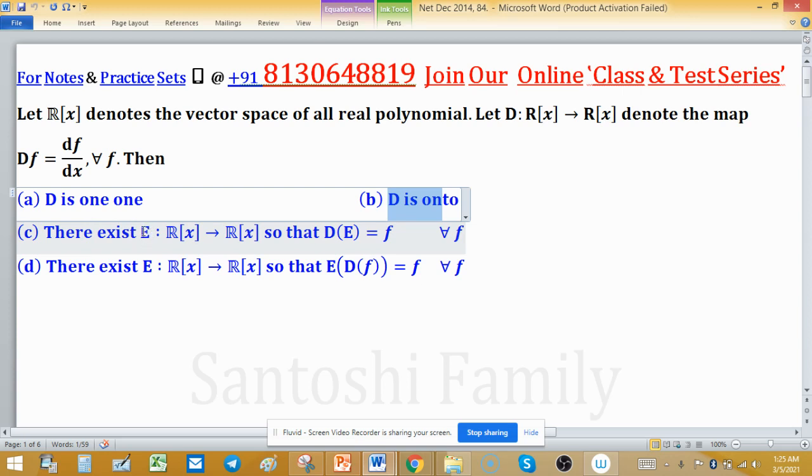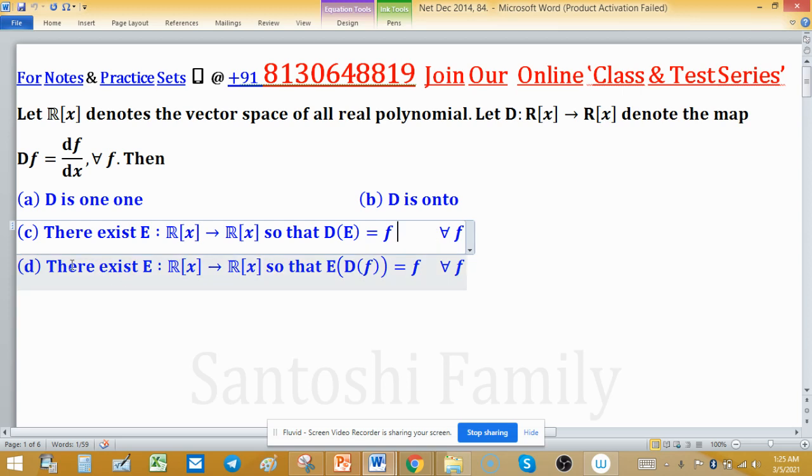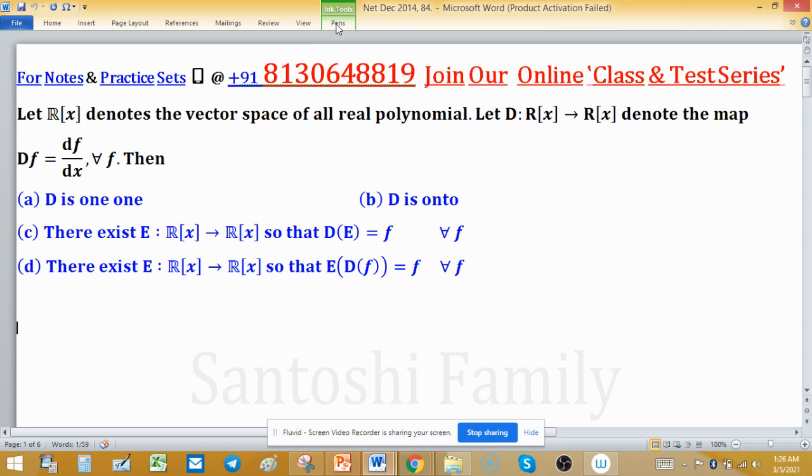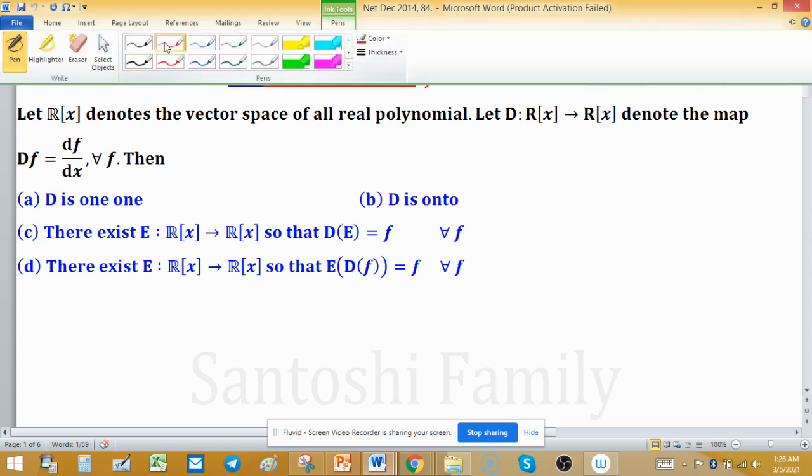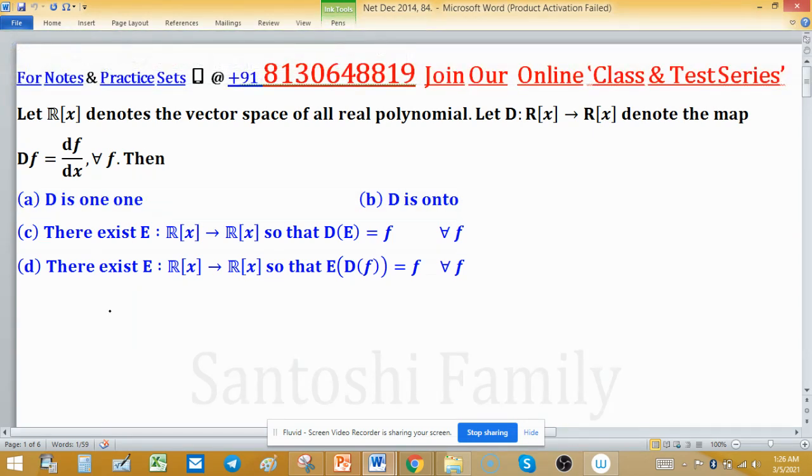there exists a map E from R[x] to R[x] so that D(E(f)) is f, and this is true for all f. And option D is: there exists a map E from R[x] to R[x] so that E(D(f)) is f for all f. Now come to these options one by one.